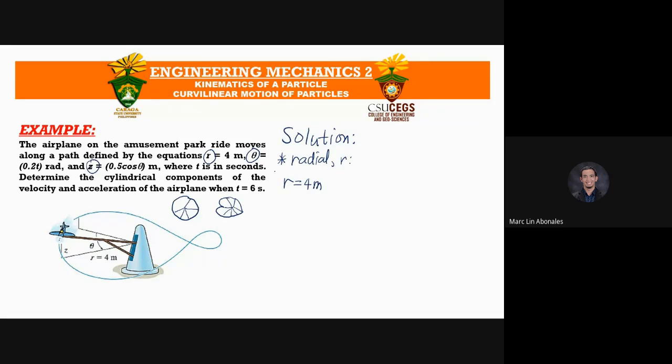So, we determine the first and second derivative. The first derivative, since this is a constant, would be equal to 0. And the same with the second derivative, that is also equal to 0. So, we have no problem with this r, because its first and second derivative are 0.